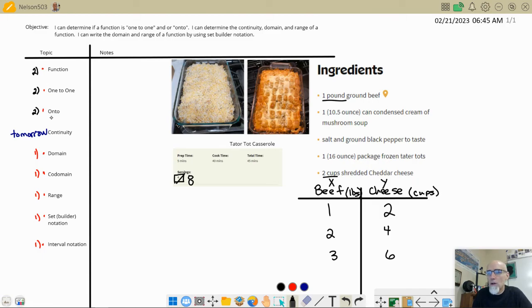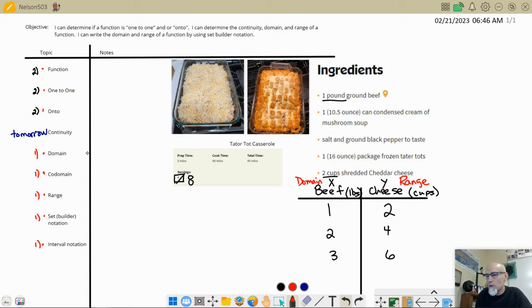Now you notice that independent and dependent isn't in my list of vocabulary. A lot of times in science, they use those words independent and dependent. In math, we sometimes use the word domain. This is our domain over here, so I'm going to put that in red. Our X value is our domain, and our Y value is our range. That's the numbers that come out after we decide we're going to do this much beef. So the Y is the range over here.